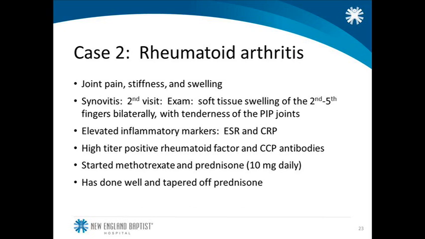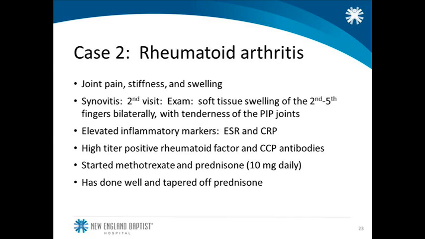So this patient has rheumatoid arthritis. She presented with joint pain, stiffness, and swelling. At her second visit, she did have synovitis on exam with soft tissue swelling of the second through fifth fingers bilaterally and tenderness of the PIP joints.